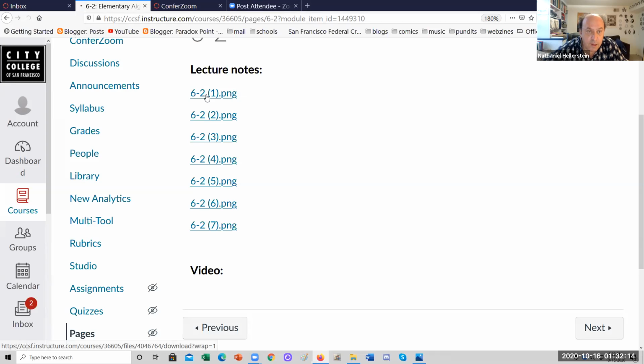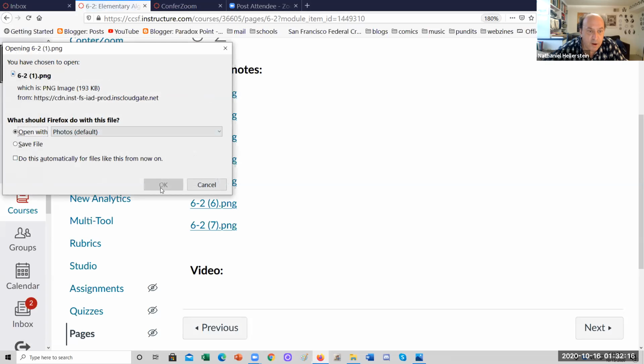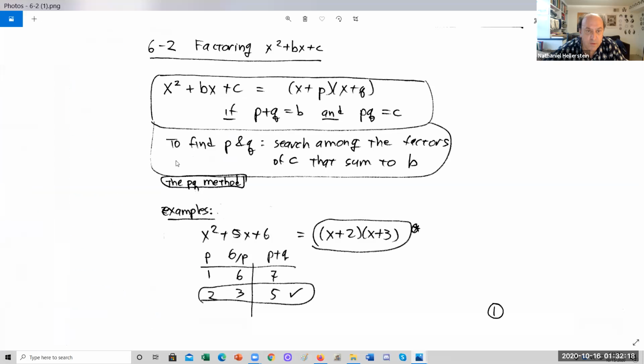In this section, we'll be factoring a trinomial, specifically x squared plus bx plus c. Later, we'll have some coefficient a other than 1 in front of x squared, but now it's just x squared plus bx plus c.